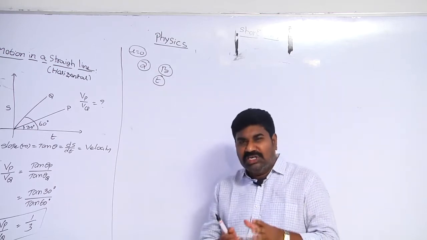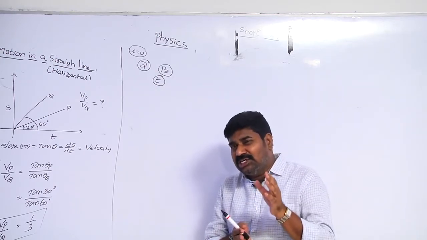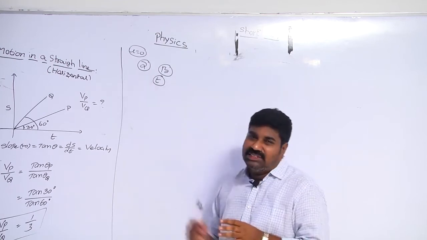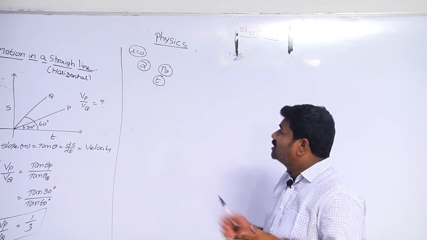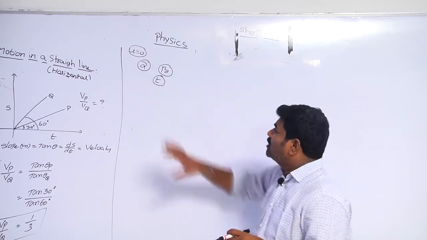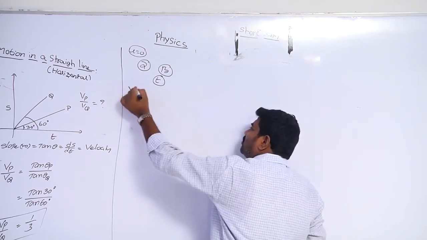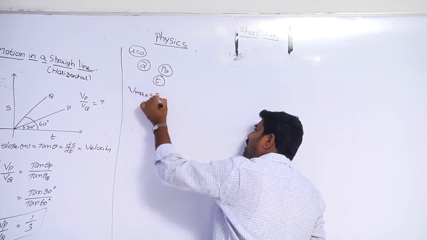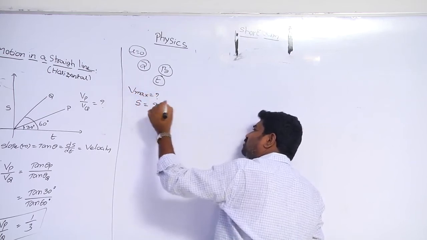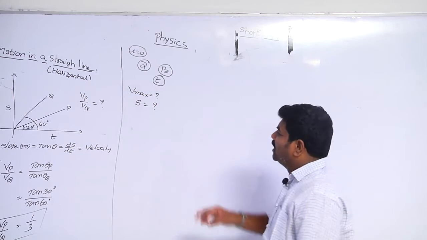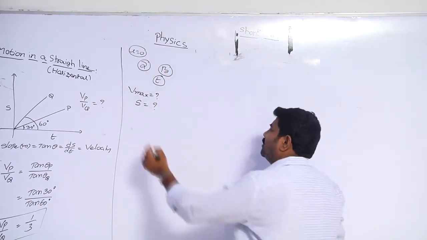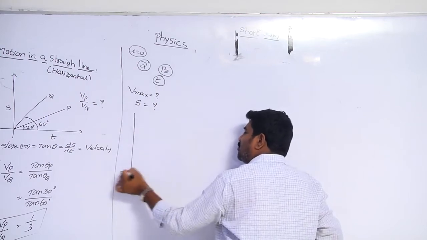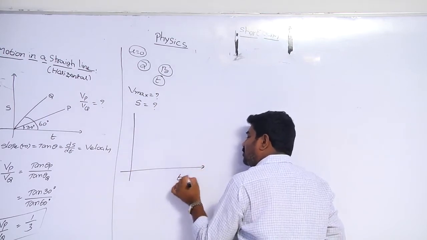Here, if a body starts from rest, accelerates for some time with an acceleration alpha, and decelerates with an acceleration beta for some time, then what is the maximum velocity achieved by the body, and what is the total displacement of the body we want to find. Here given that alpha is acceleration, beta is nothing but deceleration. We go for the velocity time graph.